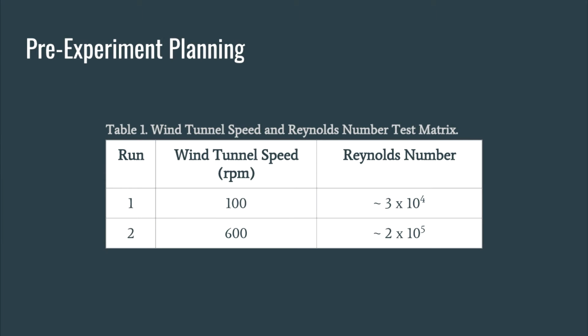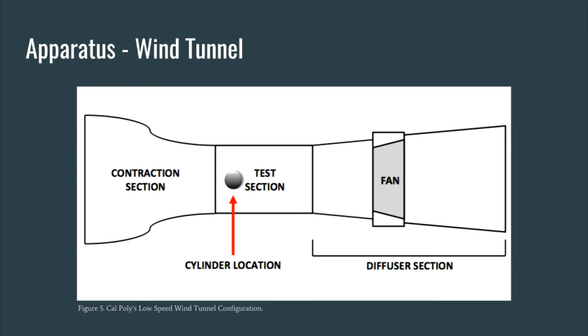Prior to running the lab, the team decided to run the experiment at 2 Reynolds numbers, one high and one low. The team was given the constraint to maintain wind velocity speeds within the wind tunnel below 30 meters per second, which is why a maximum RPM of 600 was selected. A Reynolds number coinciding with a low wind tunnel speed of 100 RPM was chosen for the sake of clear flow visualization. The experiment took place in Cal Poly's low-speed wind tunnel.